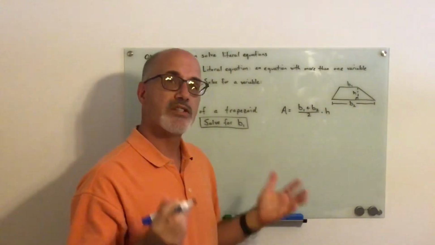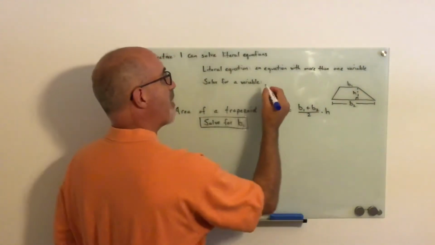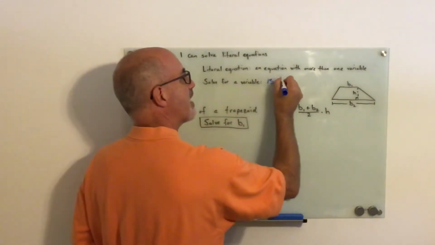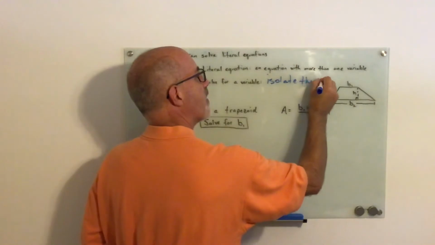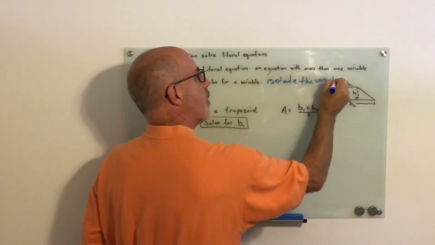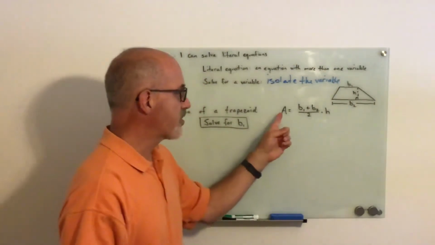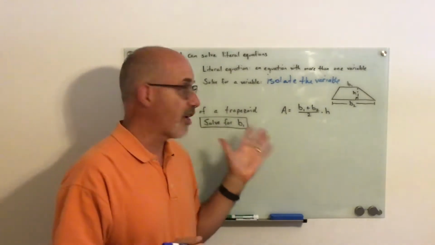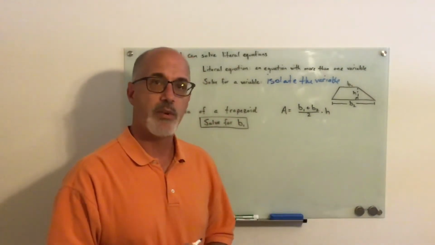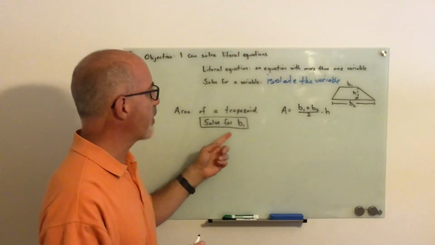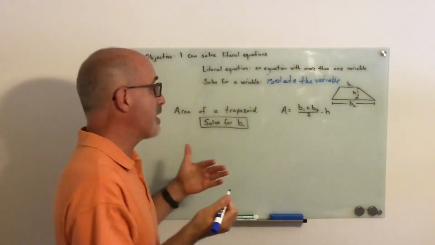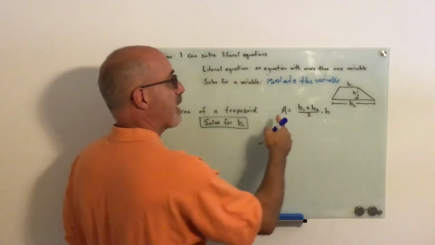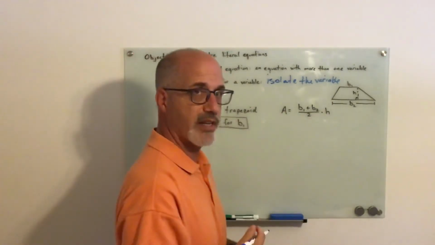If we want to solve for a variable, that means that we want to isolate that variable. We get it all by itself. Now in the case of this equation, it's already solved for A. A is by itself, everything else is on the other side of the equation. Well, what I want to do is solve for base 1. I want to get it by itself, so that means I'm going to solve this equation by getting everything else on the other side of the equation.